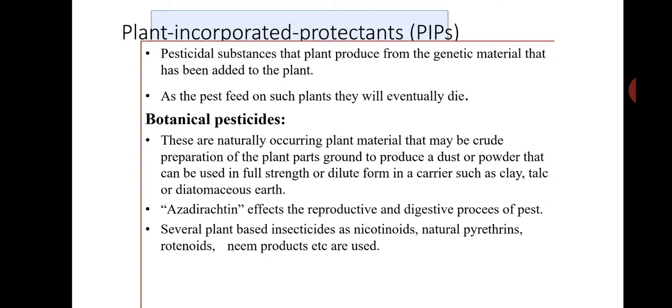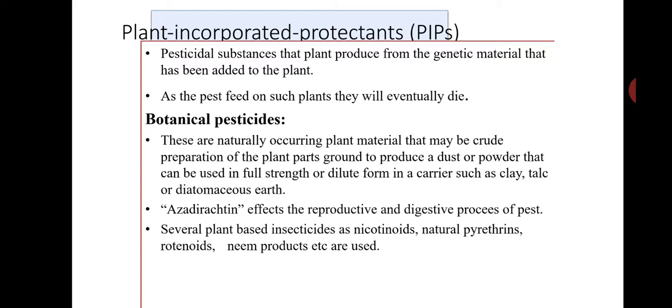Okay. Now the next category is plant incorporated protectants. These are substances that the plant produces from genetic material that has been added to the plant. So when pests feed on them, they will die. Look, understand the mechanism. First we put it into the plant; when the pest comes to feed on the plant, it will definitely die. So this is why it is called plant incorporated pesticides.